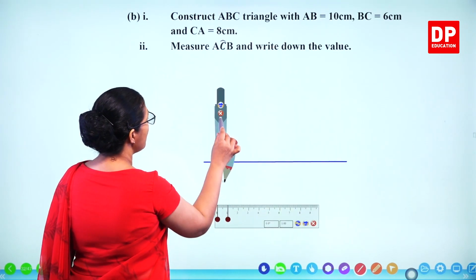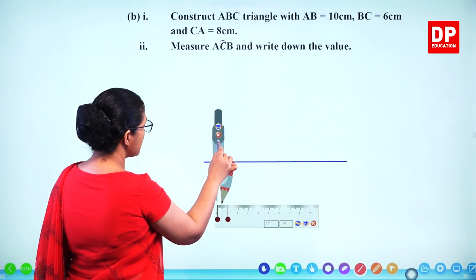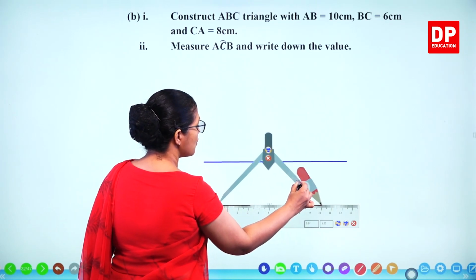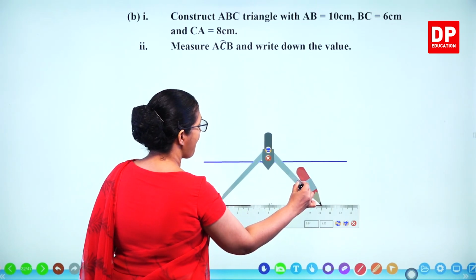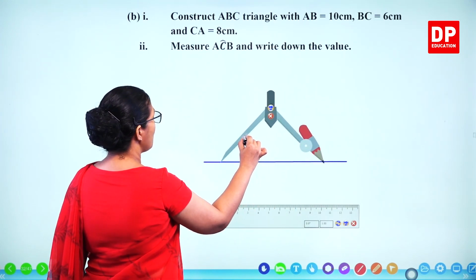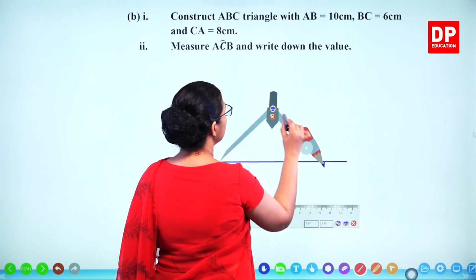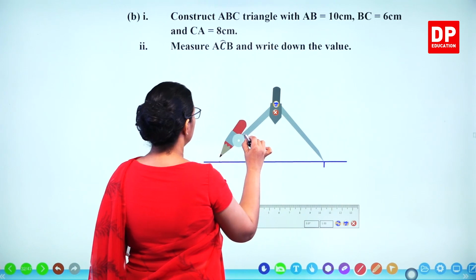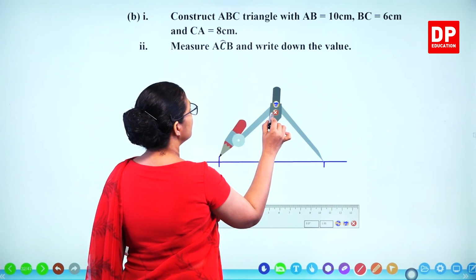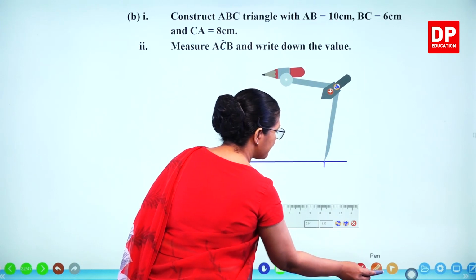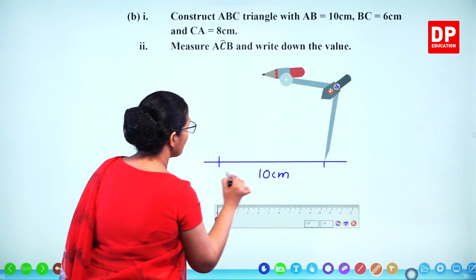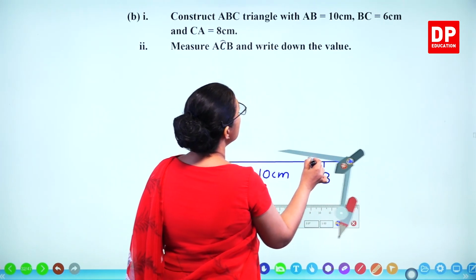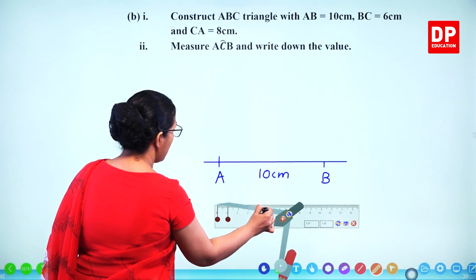We'll take the ruler and the compass. So we'll take AB first, 10 centimeter length. First you have to take 10 centimeter length and keep it on top of the line and mark it. That's 10 centimeter length, A, B. Then what's the length we need? 8. CA is 8.